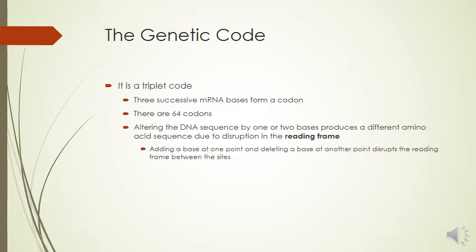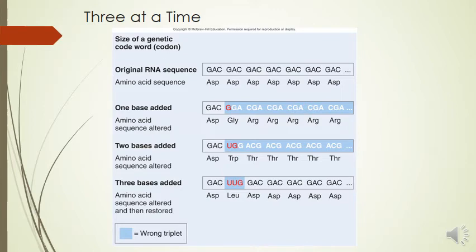Adding a base at one point and deleting a base at another point disrupts the reading frame between the sites. Adding or deleting 1 or 2 nucleotides in a DNA sequence results in a frame shift that disrupts the encoded amino acid sequence. Adding or deleting 3 bases does not disrupt the reading frame because the code is triplet. This is a simplified representation of the Crick experiment.